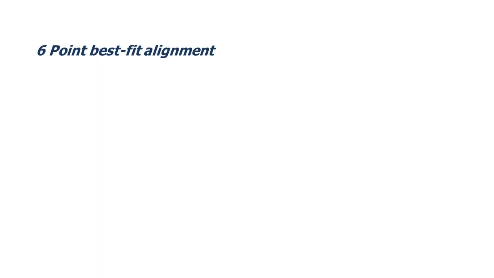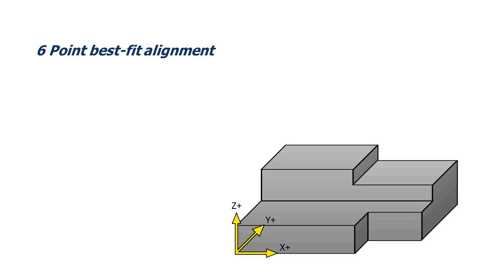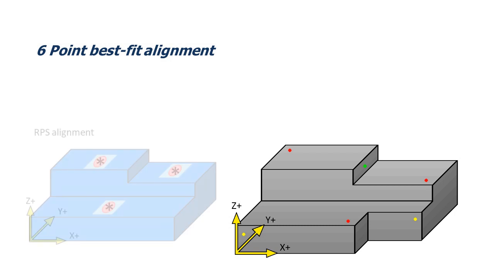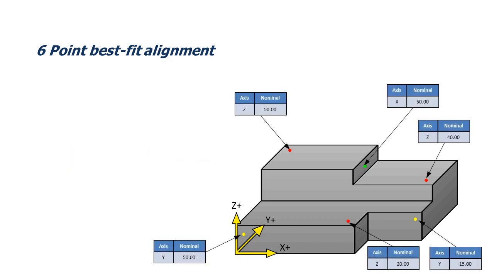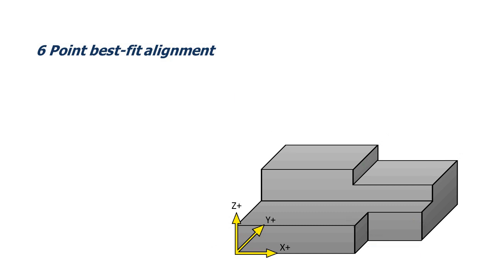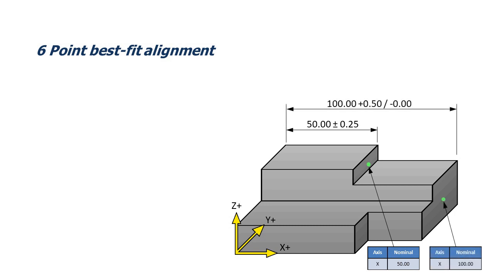6-point best fit alignment. The simplest form of best fit alignment with a CAD model uses 6 points. The theory for this type of alignment is very similar to an RPS alignment which was discussed in video 10, but uses points in place of non-aligned circles. As with RPS alignments, the theoretical values for each of the points are required, these values being taken directly from the CAD model. CAD models define the geometry of the component and are generally at the theoretical nominal. However, in some instances, they may be modelled on top or bottom tolerance.